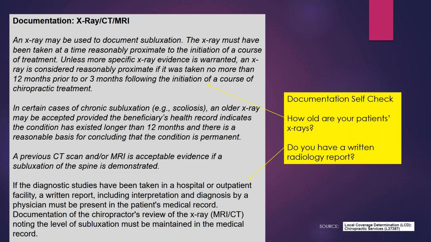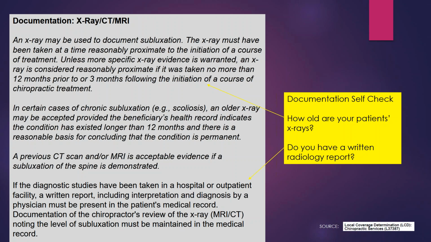It does go on to say that in certain cases of chronic subluxation, an older X-ray may be accepted, if the condition has existed longer than 12 months and if there's a reasonable basis for concluding that the condition is permanent. Okay, so it doesn't mean you have to take an X-ray every 12 months, but if you haven't taken an X-ray on your patient in 3 years, I would say that at that patient's age, there's going to be further deterioration of their condition, and I would be taking an X-ray on a fairly routine basis for your patients. Okay.